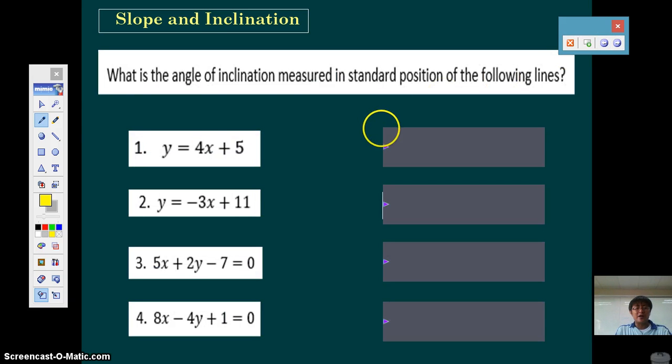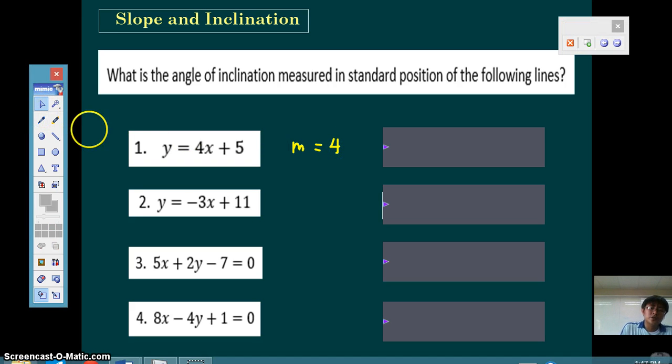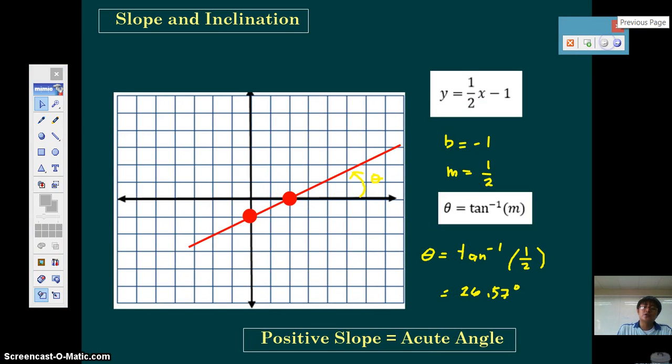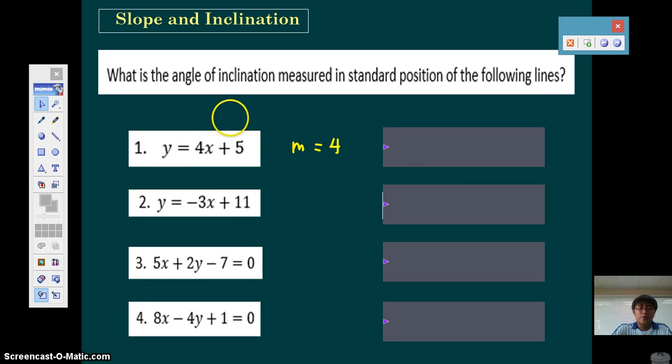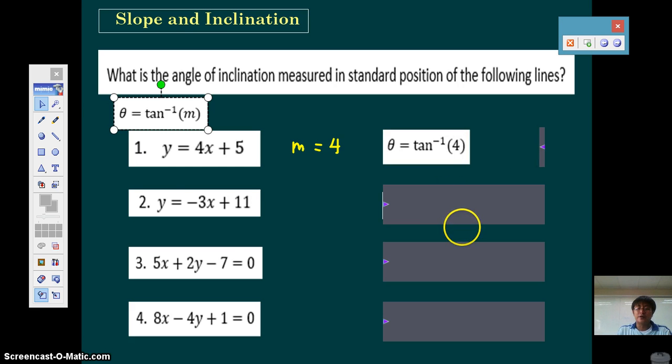Okay, let's have this for practice. What is the angle of inclination measured in standard position of the following lines? Number 1, y equals 4x plus 5. The slope is obviously positive 4. So we are sure that this is an acute angle, and the formula to use is simply this for acute angle. Theta equals tan inverse m. So the answer here would be, of course, tan inverse 4.